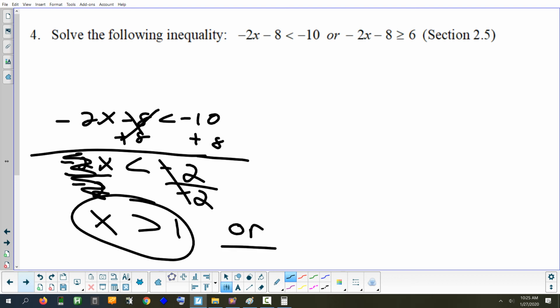or now there's something else it could be. So now we have to solve this one. So it's almost like an absolute value problem in that you've got two things you have to figure out. So now let's figure this one out.